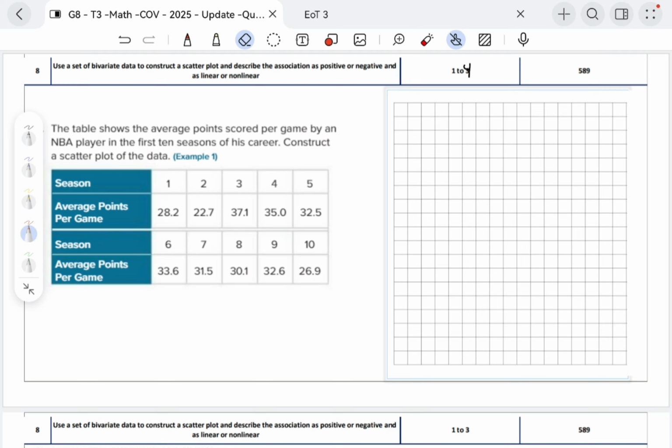It says the table shows the average points scored per game by an NBA player in the first 10 seasons of his career. Construct a scatter plot of the data. So first, we have to graph the coordinate plane. This is the x-axis, and here is the y-axis. And now we're gonna label them.